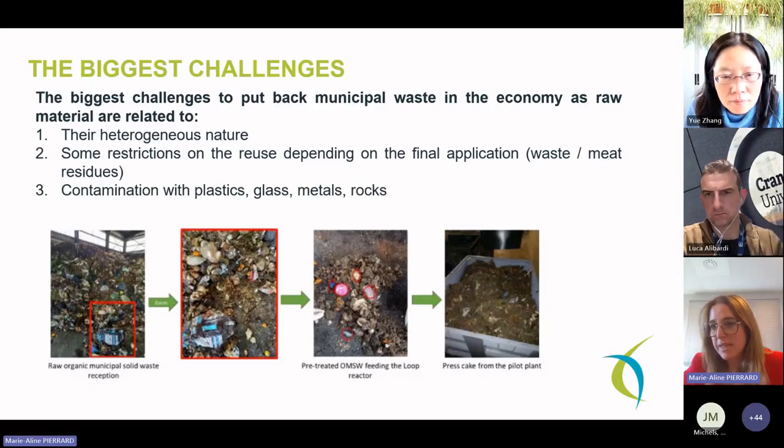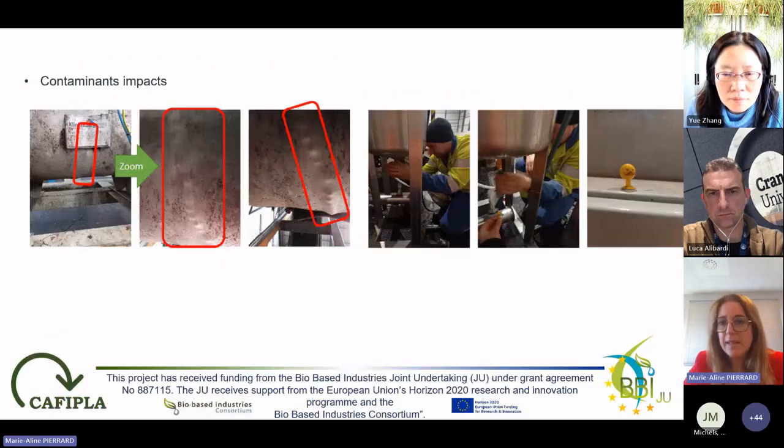You have sorting mistakes. People do not sort all the time perfectly their waste, so it means you have plastics, glass, metals, rocks, and it could be problematic when you go with a high level treatment like reverse osmosis, for example. And that's exactly what happened.